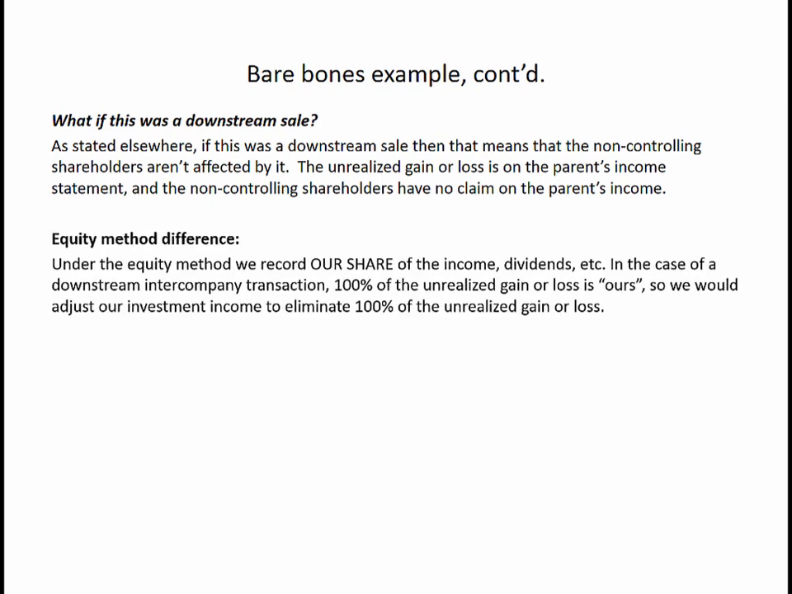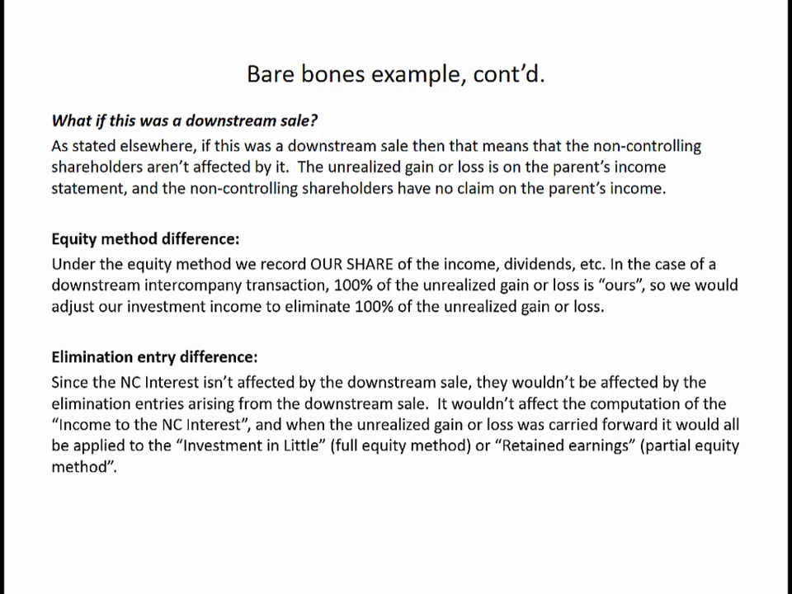The equity method difference. Under the equity method, we record our share of the subsidiary's income, dividends, and so on. When it was an upstream sale, the example we just ran through, we owned 80% of the subsidiary, and so we deferred 80% of that unrealized gain. In the case of a downstream sale, that unrealized gain or loss is entirely on the parent's income statement, which means the parent owns all of that unrealized gain, and so they have to eliminate all of that unrealized gain or loss.